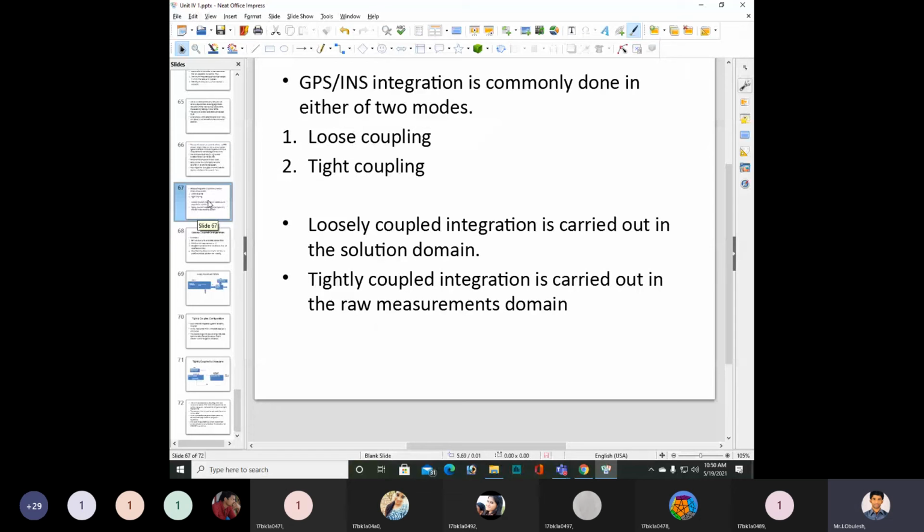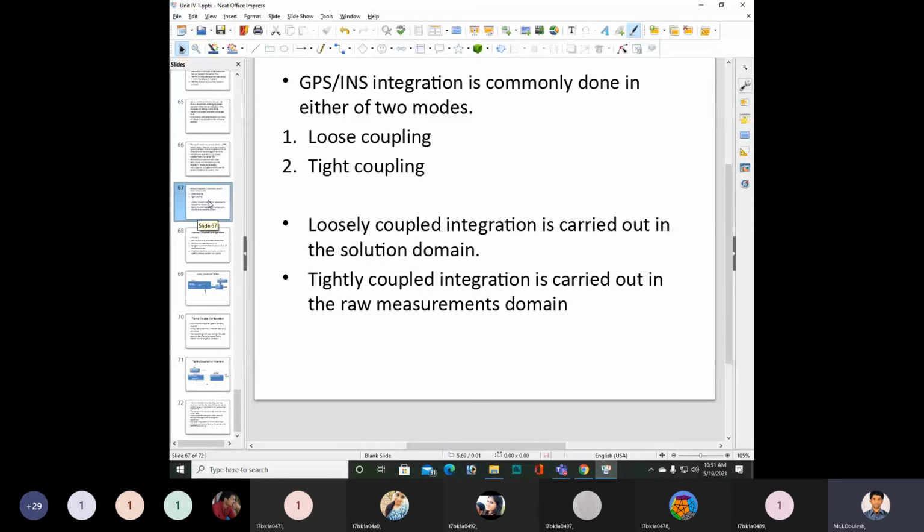GPS and INS integration is commonly done in either of two modes. The first one is loose coupling and the second one is tight coupling.